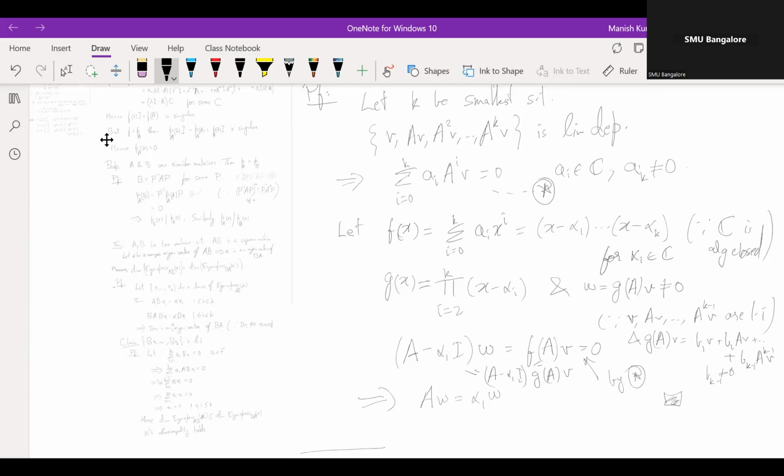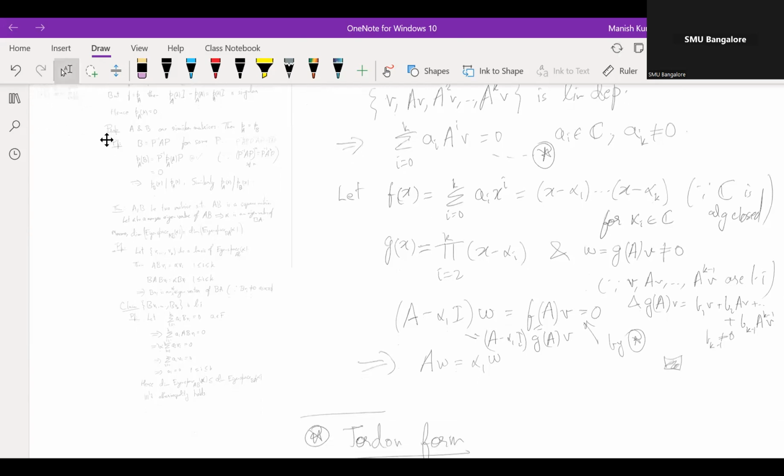So star tells us that f(A) times v is 0. This is how you figure out the eigenvectors. In other words, you expand it: Aw is the same as alpha 1 w. So w was a non-zero vector and A times w is alpha 1 times w, which tells you that w is an alpha 1 eigenvector of A. Any questions? Does that make sense, everyone?